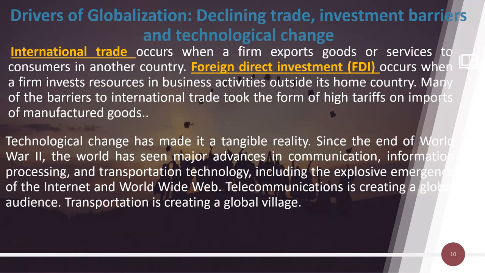The world has seen major advances in communication, information processing, and transport. The World Wide Web, the internet, has flattened the world. Now we are able to know what's happening in China, in the US, in France, some parts of Europe and the like. We don't have a bullet train in our country, but we have airplanes, we have trains in Luzon. There is already the PNR that lessens the number of hours traveling from the city to the provinces. So these are the drivers of globalization.